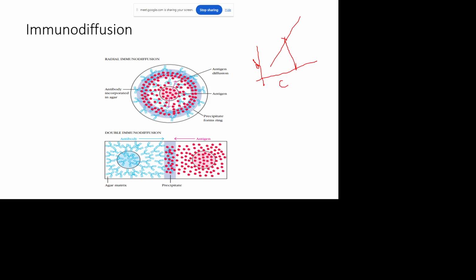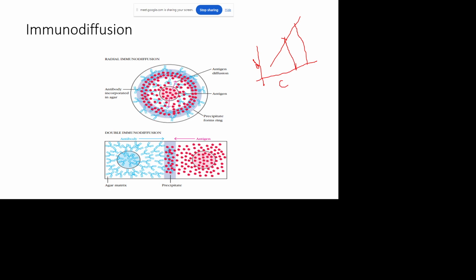So if your antigen has a higher concentration, it will migrate more, right? Because if it is more than this concentration, then it will require more antibodies to make this equivalence zone. If you increase the concentration to here, then it will need more antibodies, and more antibodies you can find at a further distance, right?